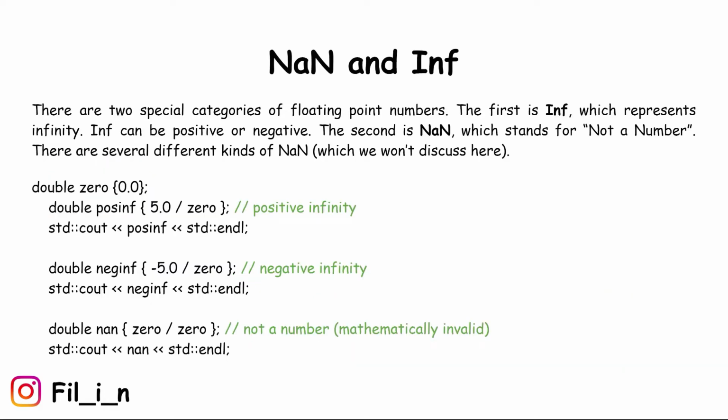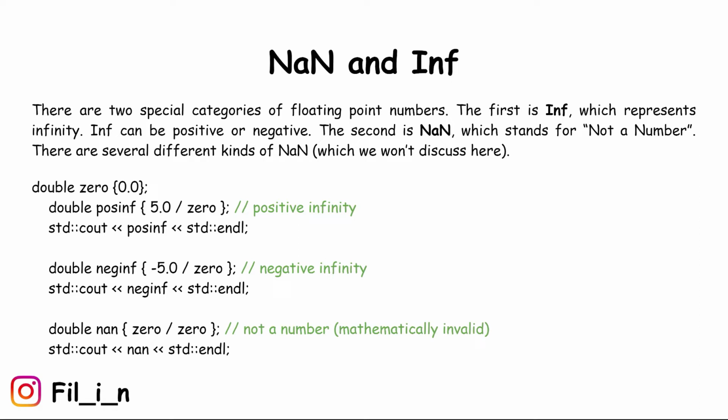There are two special categories of floating point numbers. The first is inf, which represents infinity. Inf can be positive or negative. The second is nan, which stands for not a number. There are several different kinds of nan which we won't discuss here.